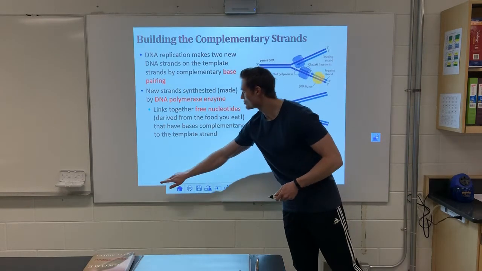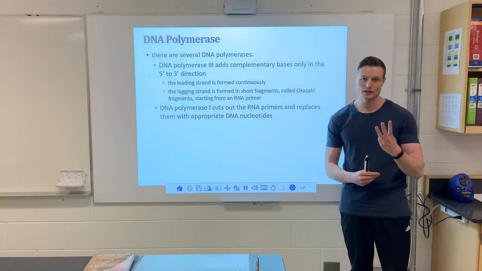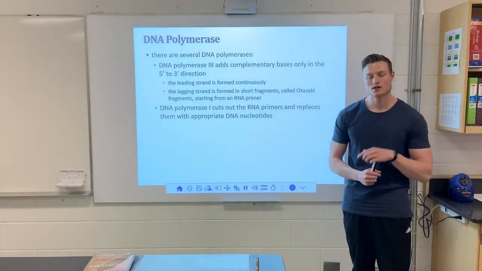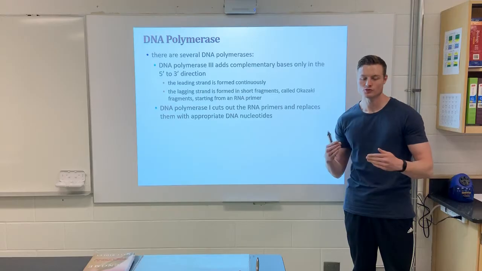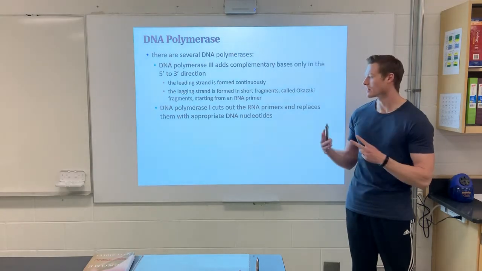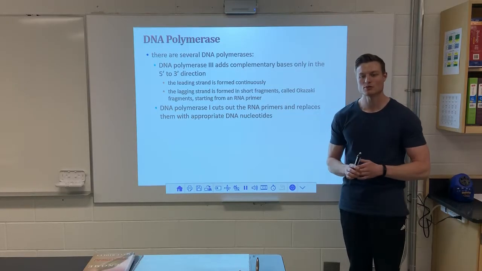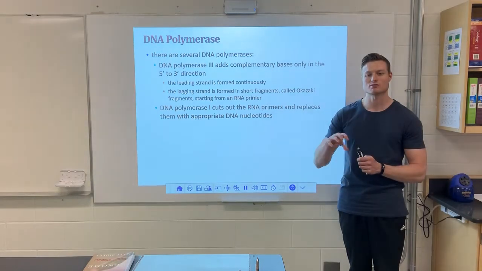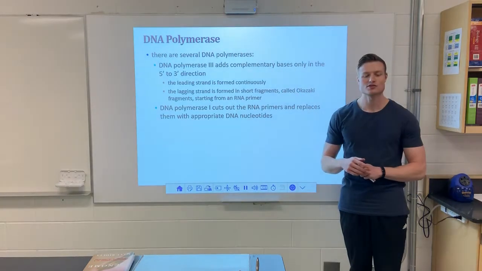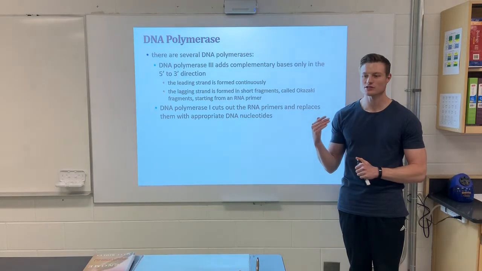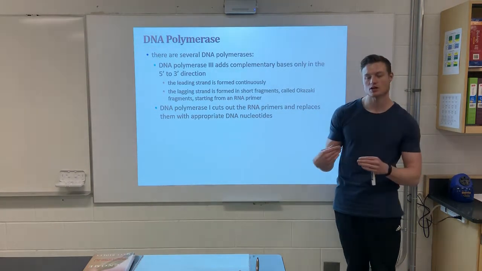So there's two types of DNA polymerase that we're going to talk about. There's DNA polymerase 3 and there's DNA polymerase 1. So here's what DNA polymerase 1 does. DNA polymerase 1 is kind of your proofreader, and it will cut out what are called RNA primers, and I'll explain the RNA primers in a second. So they will cut out the RNA primers and replace them with the appropriate DNA. DNA polymerase 3 is the one that's doing most of the heavy lifting. So polymerase 3 is the one adding those free nucleotides to the top strand and the bottom strand.